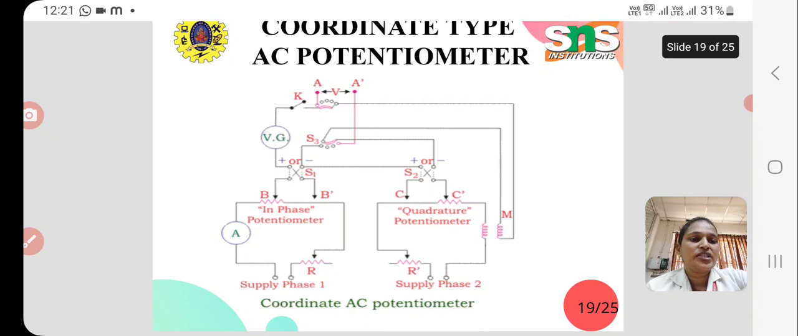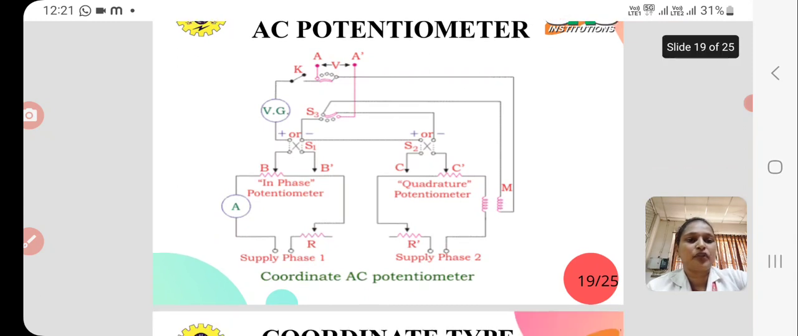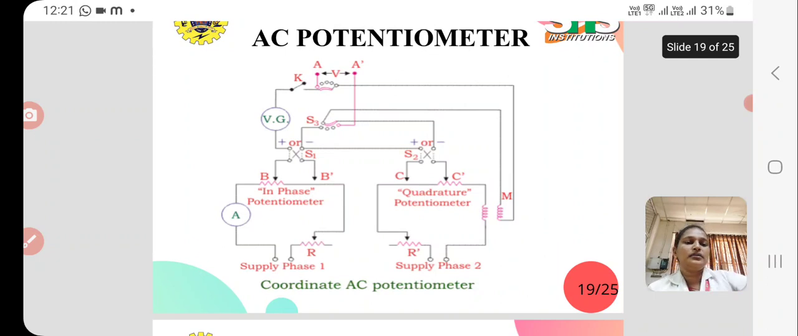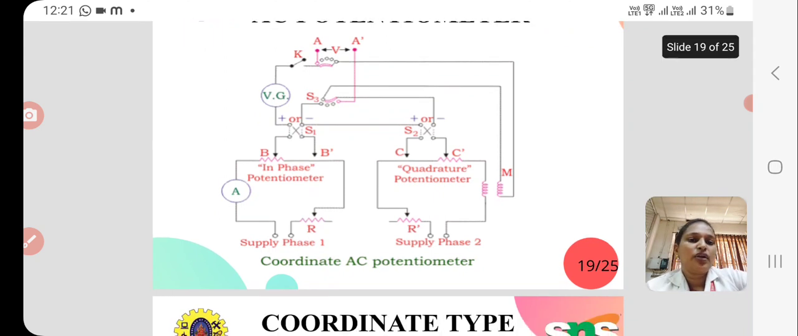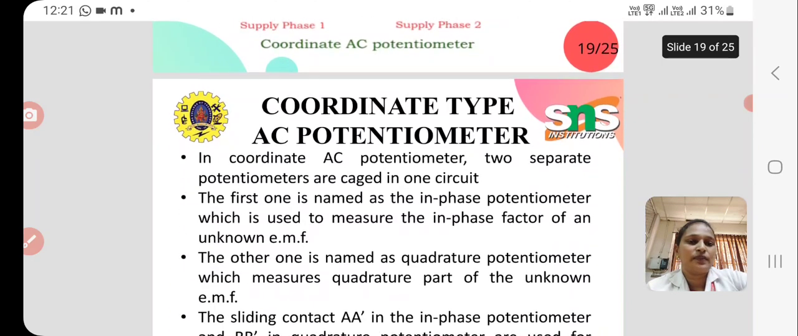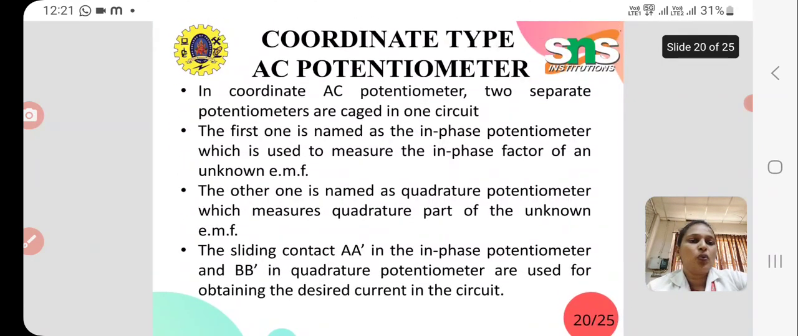B dash and C dash are the slide wire contacts for moving the jockey in order to achieve null deflection. And A is the galvanometer, which shows the null deflection. So here is the working.